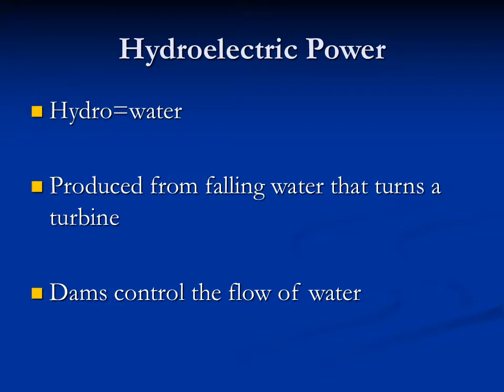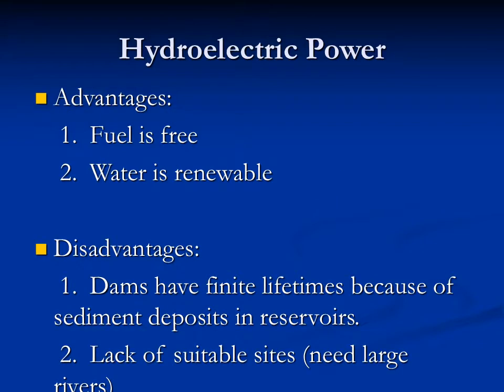All right, and the last is hydroelectric power. Oh no, we've got one more. Hydroelectric power, hydro is water, and hydroelectric power is produced from falling water, again, that turns a turbine. And dams control the flow of the water with this kind of power.